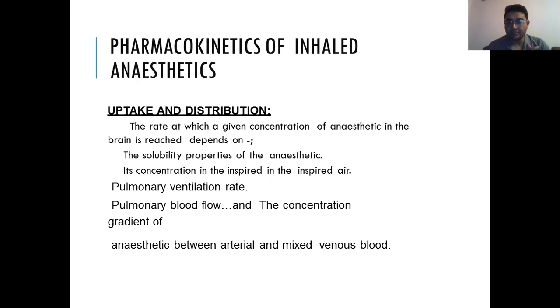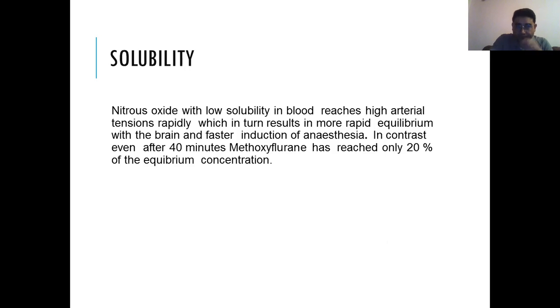Pulmonary ventilation rate, pulmonary blood flow, and the concentration gradient of anesthetic between arterial and mixed venous blood. So we talk about all of them. Solubility. Now, nitrous oxide with low solubility in blood reaches high arterial tension rapidly, which in turn results in more rapid equilibrium with the brain and faster induction of anesthesia. In contrast, even after 40 minutes, methoxyflurane has reached only 20% of the equilibrium concentration.